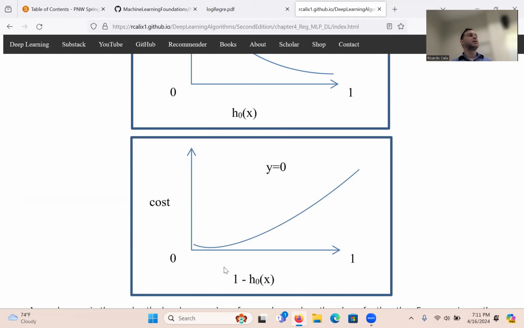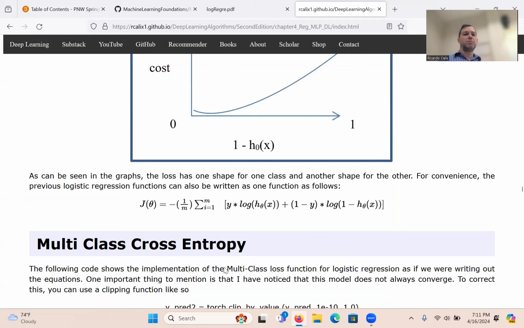And so that is basically what I just said before, but it's my write-up of it. And then here's the same equation put together, same idea. Now, I only covered binary cross entropy. I leave it to you guys.